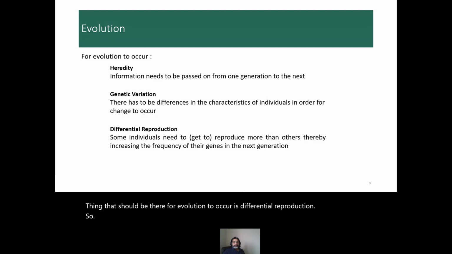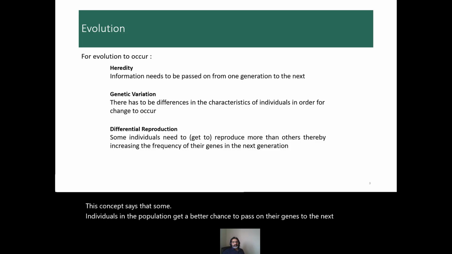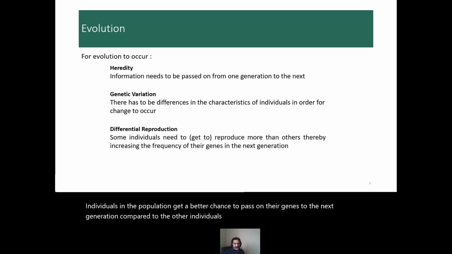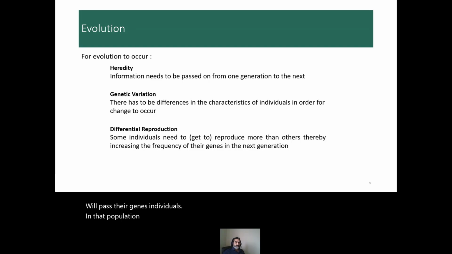The third thing that should be there for evolution to occur is differential reproduction. This concept says that some individuals in the population get a better chance to pass on their genes to the next generation compared to the other individuals. One population will pass on genes, but some of the individuals will get a better chance. We'll refer to that as differential reproduction. Combining heredity, genetic variation, and differential reproduction into algorithms can bring intelligent solutions from sheer randomness.